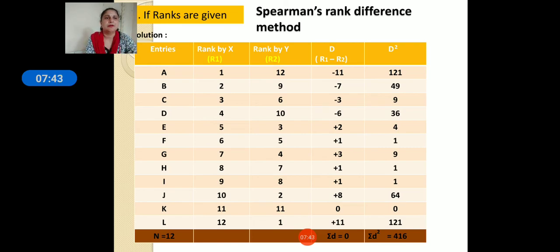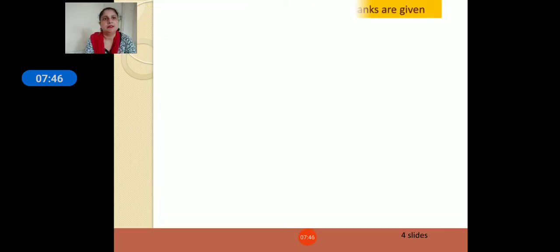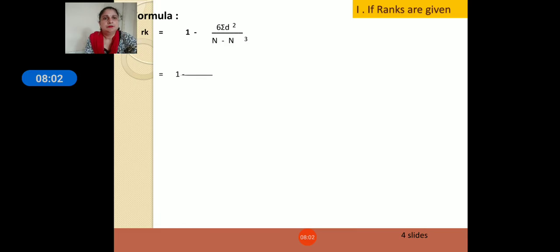Now the next step is application of the formula. I have told you the formula: 1 minus 6 summation D square upon n cube minus n. Clear? Now summation D square we have got is 416. Sometimes students take the square of 416. Always remember, it is already squared and there is no need of squaring it again.